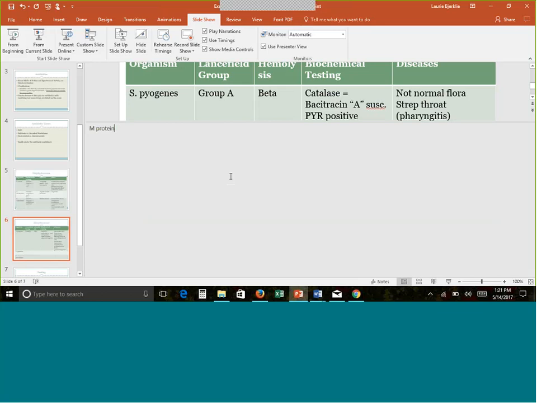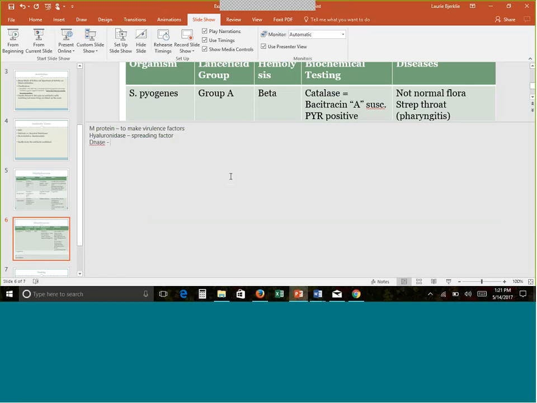So remember, there's M protein. That is a protein you have to have in order to make the rest of the virulence factors that help it cause disease. There's the hyaluronidase factor, which is known as a spreading factor. It can help the organism spread through the connective tissues.